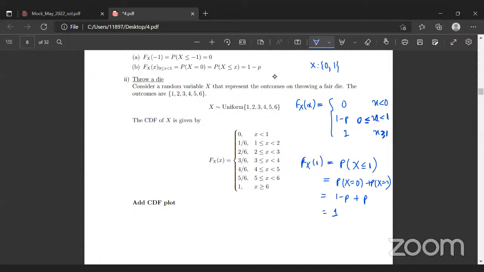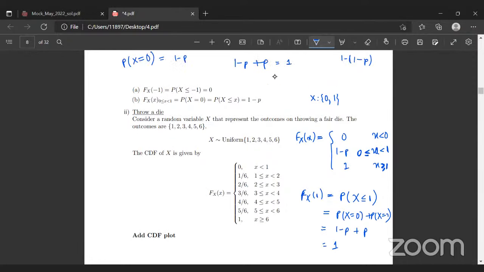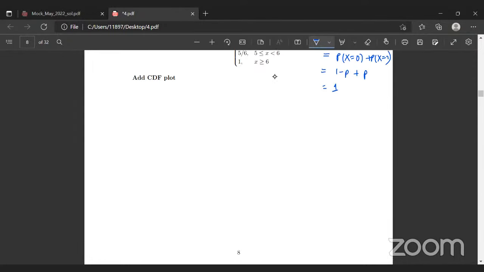Probability x equal to 0, it is 0, no? This is a discrete random variable we're talking about. Yes, it is 1 minus p. Yes, yes.